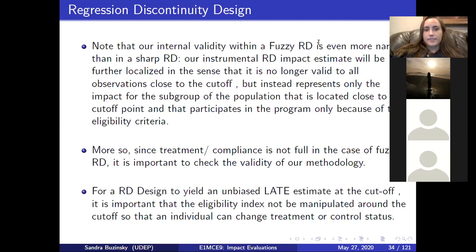Okay, so yeah, as I said, this is a much more narrow window of inference than in a sharp RD, because this instrument RD will be more localized in the sense that it's no longer valid for all observations close to the cutoff, but now it's also only representative of the subgroup of the population that is located close to the cutoff point and participates in the program only because of their eligibility criteria, not because they would have anyways.